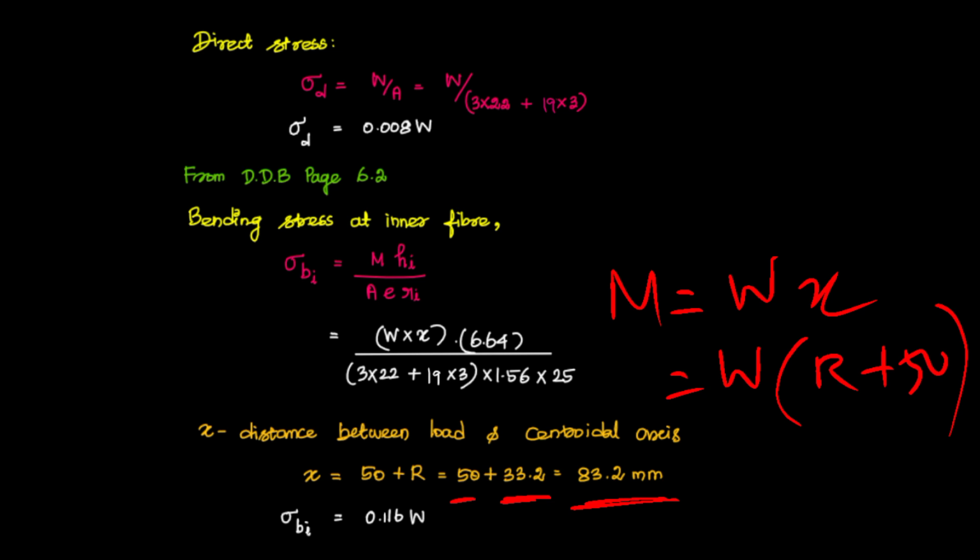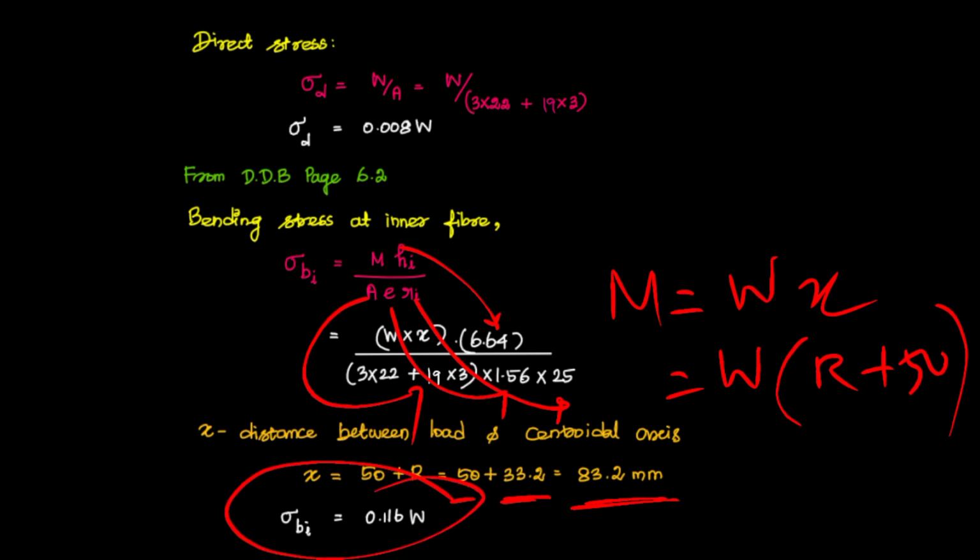So by substituting all the values in the bending moment formula, hi is equal to 6.64 mm, area of the T shape, e is equal to 1.56 mm, ri is equal to 25 mm, and x is equal to 83.2, we can get sigma bi is equal to 0.116 W. In terms of W we can calculate.